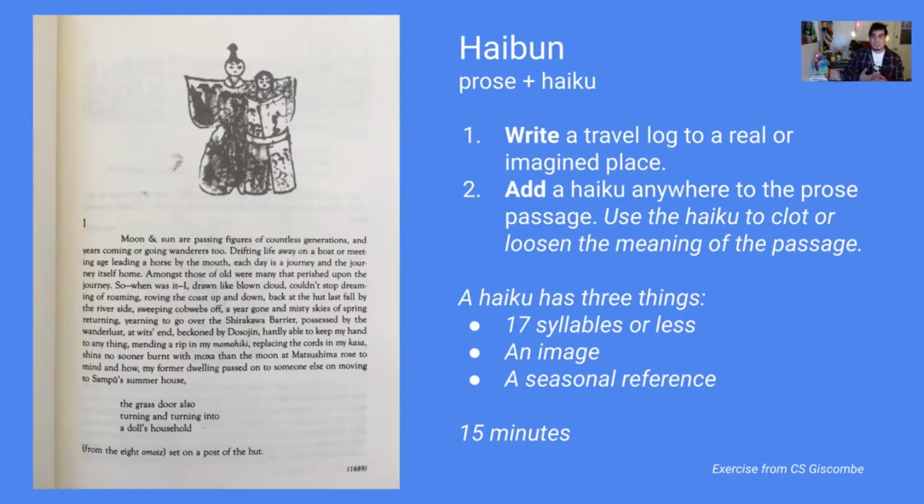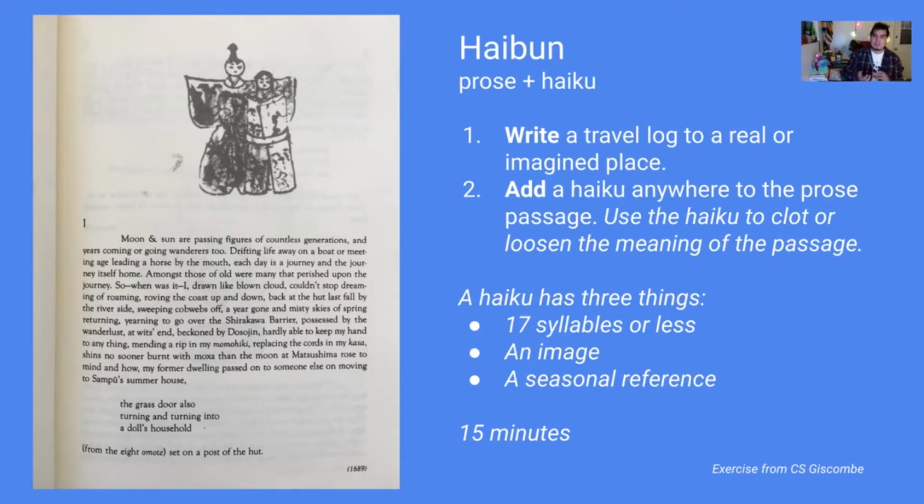The prose passage should describe the journey and movement and the thoughts. And then the haiku is a time in which you want that journey to either loosen in meaning or clot in meaning, to complicate or highlight. Loosen or clot, those are the metaphors that were given to me by C.S. Giscombe. So here, on the left, we have an example.